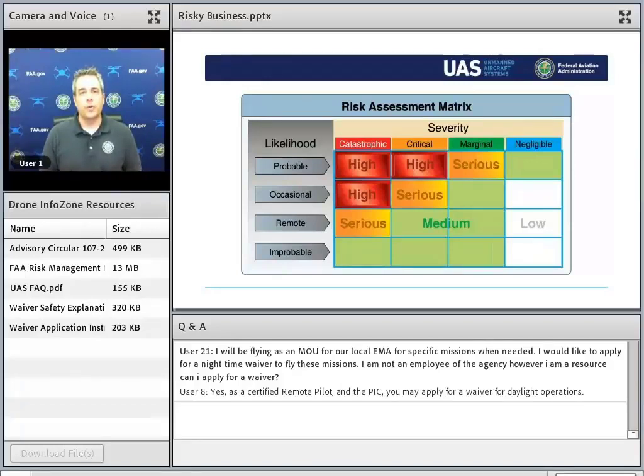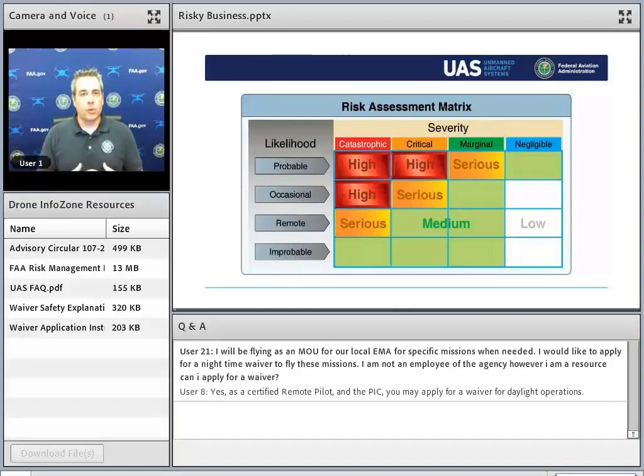And all it's going to do is compare the likelihood of a particular event happening against the severity of the outcome: if that event did happen, what would happen to me? How severe would it be? So when we look at this risk assessment matrix, on the left-hand side, you're going to see the likelihood: improbable, remote, occasionally, or probable. And then across the top, you have severity, going from negligible all the way up to catastrophic. In between those categories, you're going to have your risk assessment.